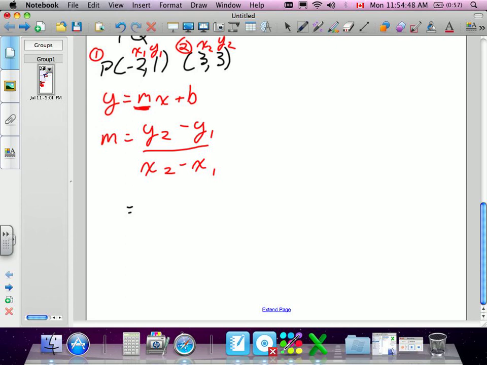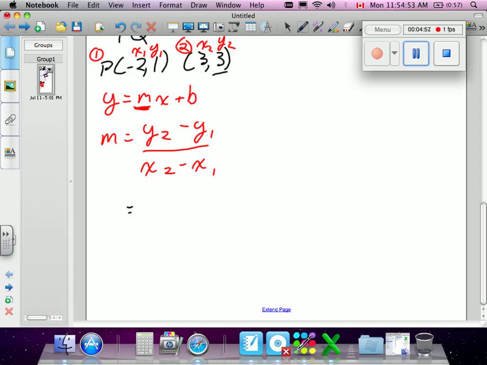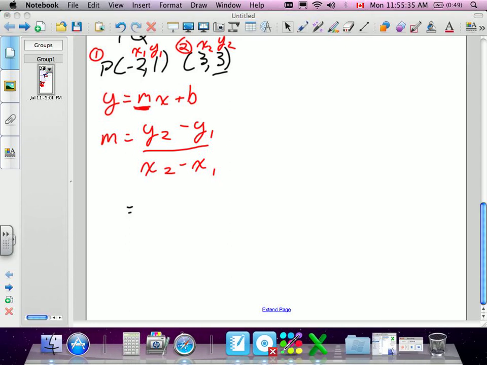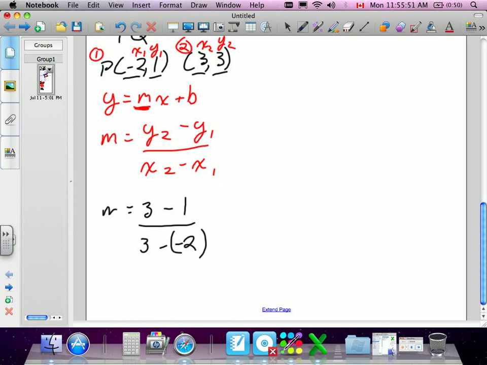So y2 was 3. Subtract y1, which is 1. Divided by x2, which is 3, and x1 is negative 2. So subtract negative 2. This is going to give us our slope of line PQ. So m is equal to negative 2 over 5. So there's our slope. Remember, I only need the slope. I don't need to find anything else yet about it to verify it's a parallelogram.